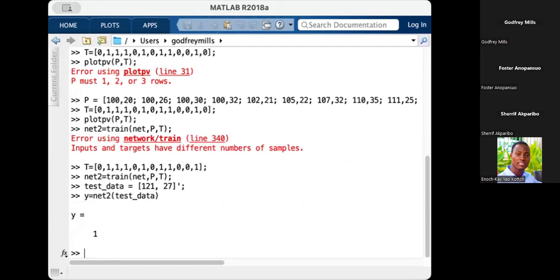It says that my output is what? 1. So I have 2 classes, either class 0 or class 1. If you look at my training data set, I said you are either male or female, where the male is 0 and the female is 1. All the students that I have: 6 of them are males, and 7 of them are females.